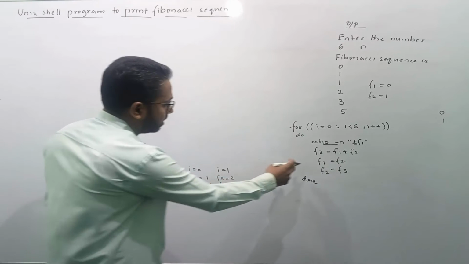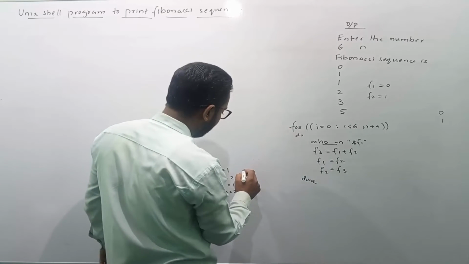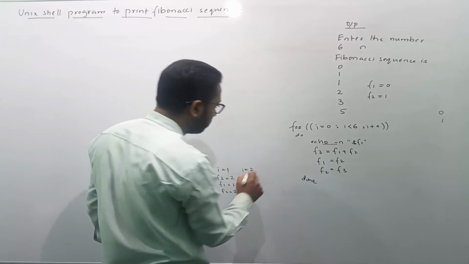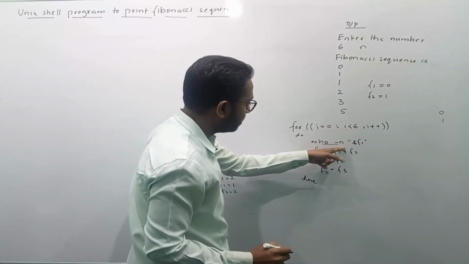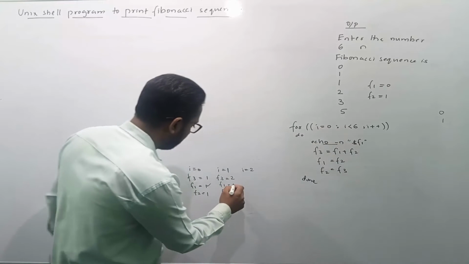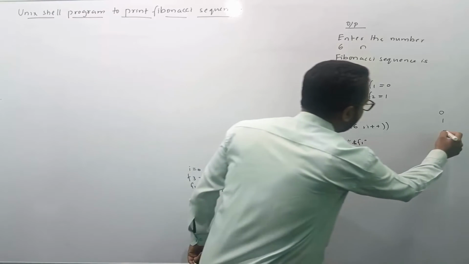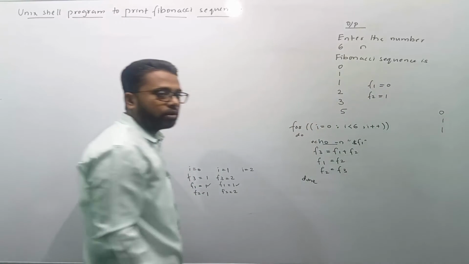Okay. Next, control goes back to the for where the I value gets changed. I becomes 2. 2 is less than 6. Condition becomes true. Control comes inside the for to print F1. Now this F1 gets printed, the third value of our output.